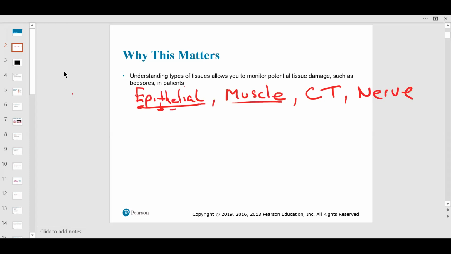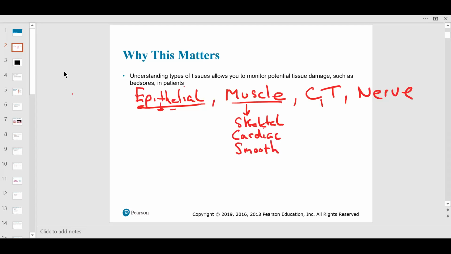And muscle we're going to do in great detail, like I keep saying, but you have to know the difference between skeletal, cardiac, and smooth muscle, also known as visceral.